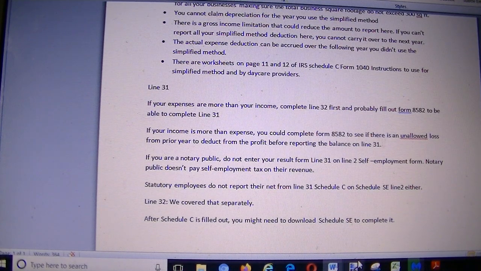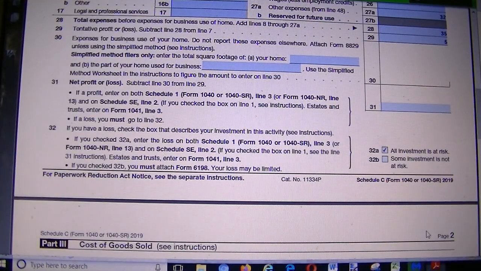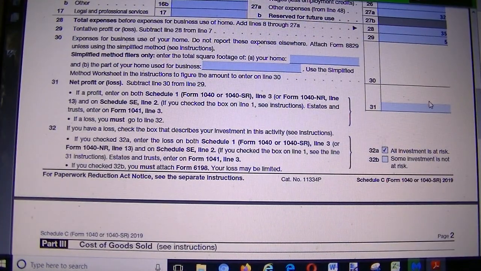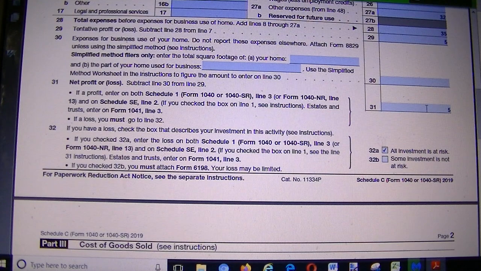So let's go back to here again. If you have a profit, and in our case we have a profit, you'll put the difference between line 30 and 29, so that's 5, and that will go on 1040 Schedule 1, line 3.